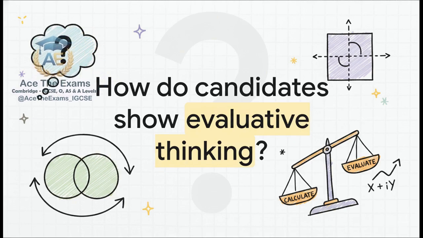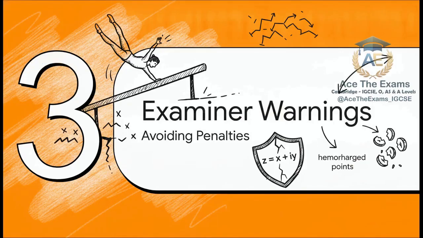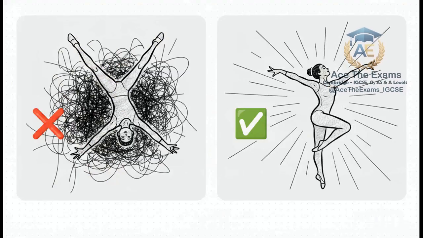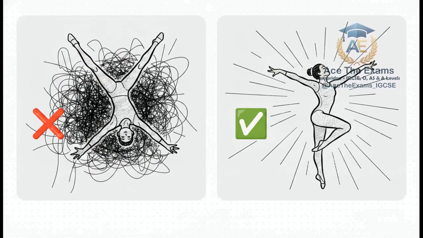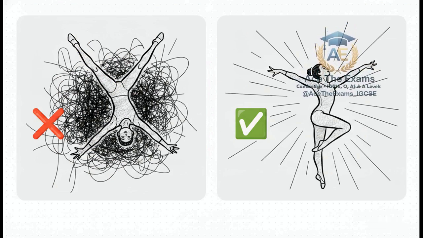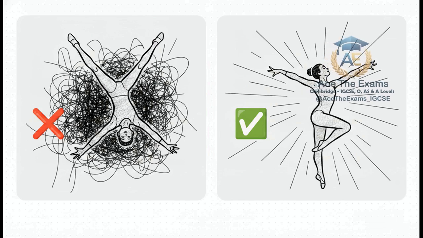Okay, let's get into Section 3, Examiner Warnings and Deductions, Avoiding Penalties. When we look closely at the principal examiner reports, we can see exactly where students trip up and just hemorrhage points. On one side, we see flawed execution. This is candidates confusing key terminology and providing answers that completely lack context. On the flip side, we have perfect form, using precise definitions, mapping out causal relationships, and using justified systematic solving.